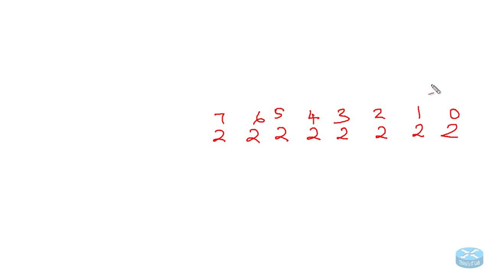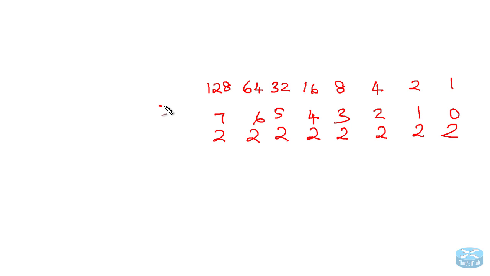What is 2 to the power 0? It is 1. 2 to the power 1, 2. 2 to the power 2, 4. 2 to the power 3, 8. 2 to the power 4, 16. 2 to the power 5, 32. 2 to the power 6, 64. 2 to the power 7 is 128.